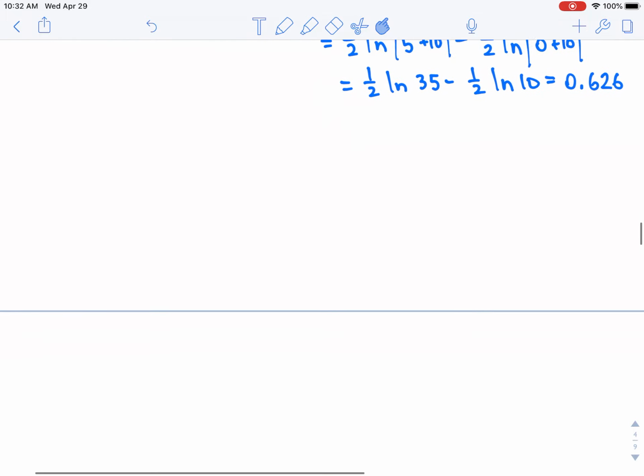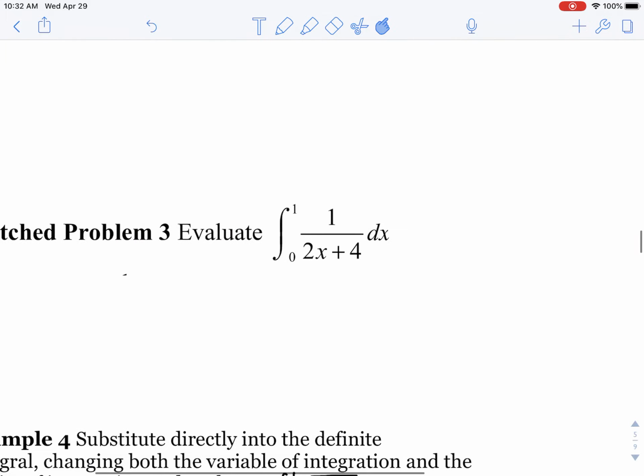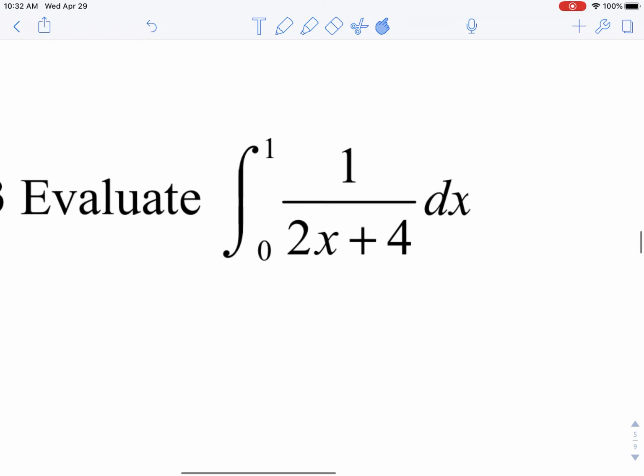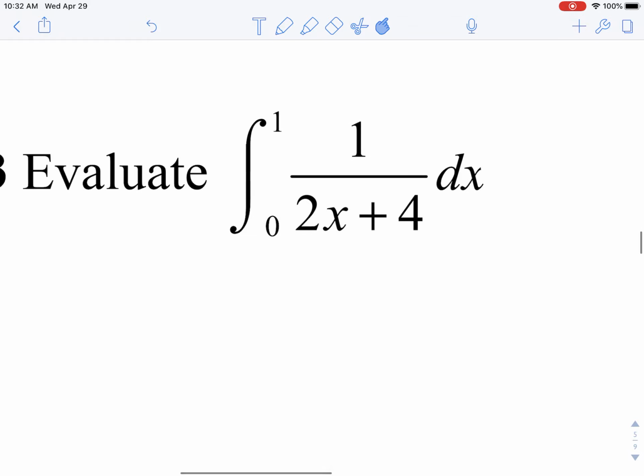Okay, so I have a problem for you to do. Evaluate integral 0 to 1 of 1 over 2x plus 4 dx.